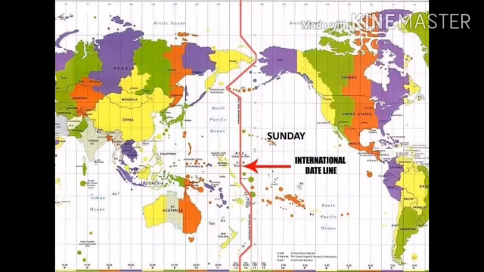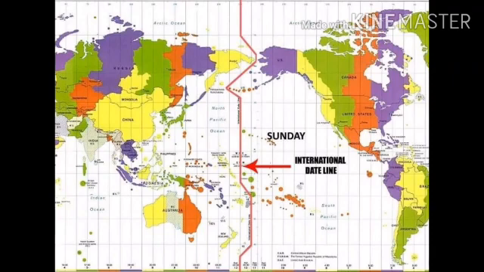Similarly, if on the east the day is Friday, then on the west the day will become Saturday. So the dateline makes one thing sure: as we move from east to west, we go one day ahead. That is, if it is the first on the east, then it becomes the second on the west. And if we go from west to east, then we go one day backward. So if it is the 5th on the west, then it becomes the 4th on the east.